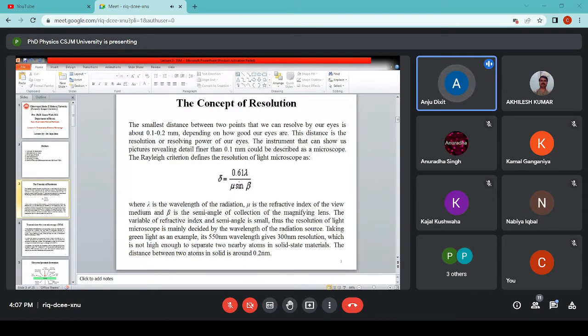So that is why there is a need for higher resolution and more magnification, so we can easily observe atoms at the atomic level with the help of this technique.